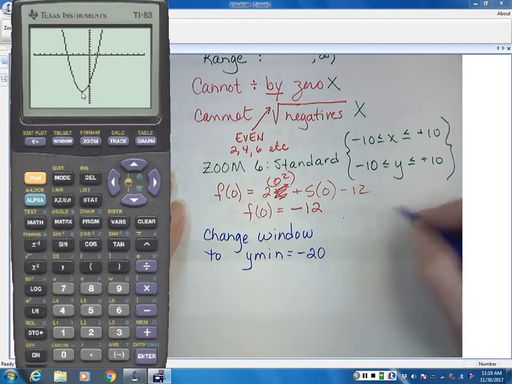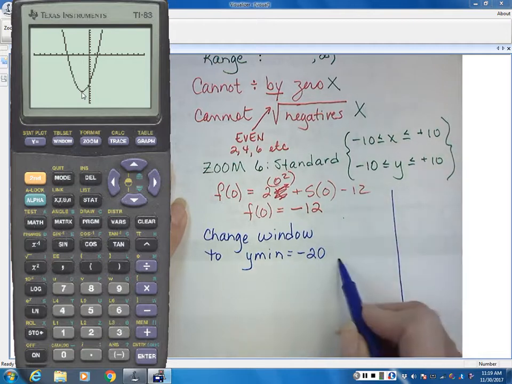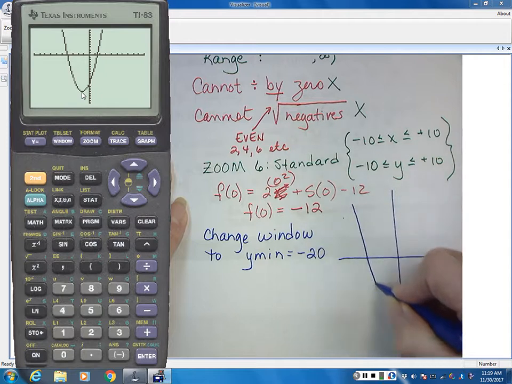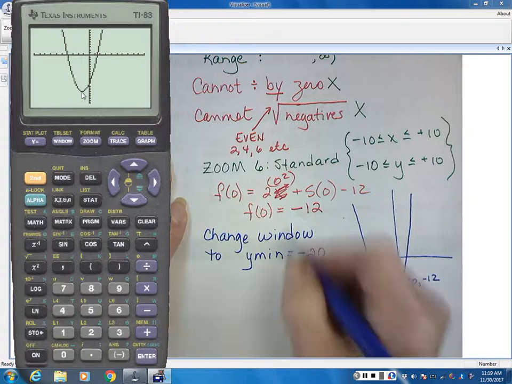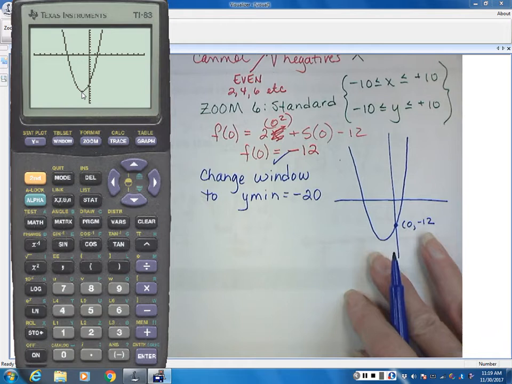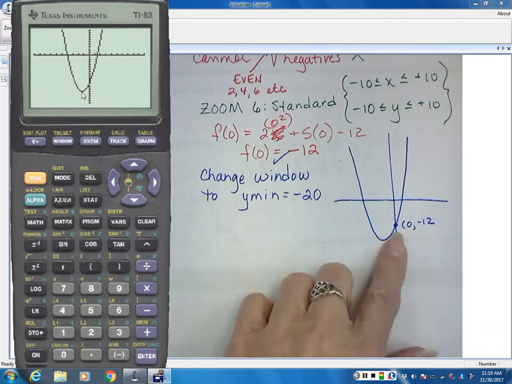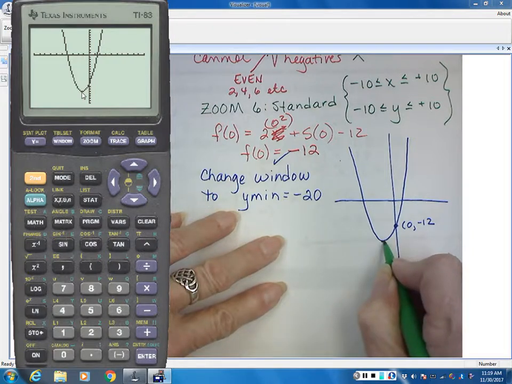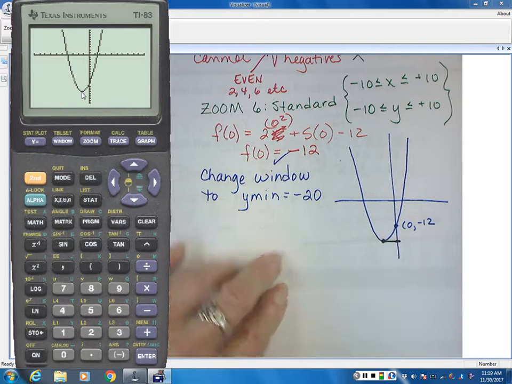So when we change that window, this is kind of what we see. And we know this point right here is (0, -12) because of that. But we also know that that is not the bottommost value for the parabola. That's not going to give me my range value. To find my range value that is at the bottom, I need to find the point that's at the very bottom, what we call the vertex of the parabola.